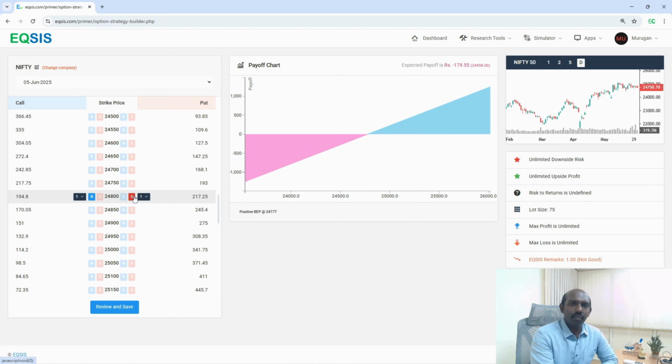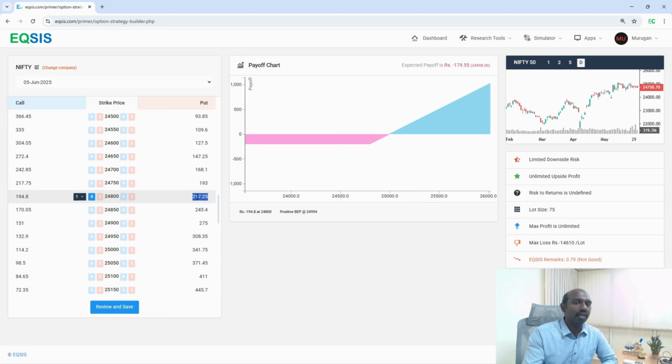Look at this: without understanding this break-even, many people make a poor judgment using option chain analysis. What they do is take the 24,800 call option price of 194 and put option price of 217, and compare 194 with 217. Considering this as at the money, they say the put option is overpriced. That's a mistake is what I'm trying to convey here.